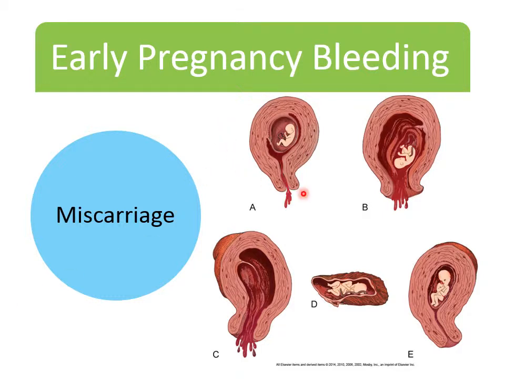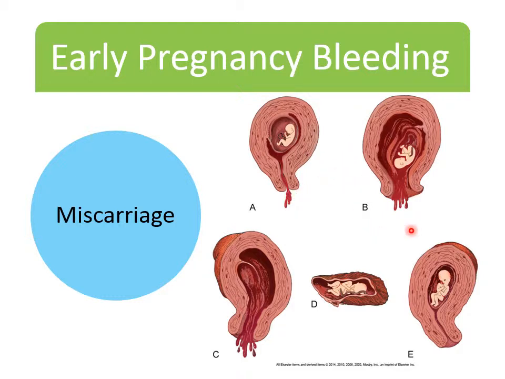In A here, you see a threatened miscarriage. You see all of the products of conception, the baby and the placenta, still within the uterus. The cervix is closed, but there is bleeding. With inevitable and incomplete miscarriages, there will be moderate to heavy bleeding and mild to severe uterine cramping. Tissue may be present. An incomplete miscarriage involves passing the fetus but retaining the placenta.